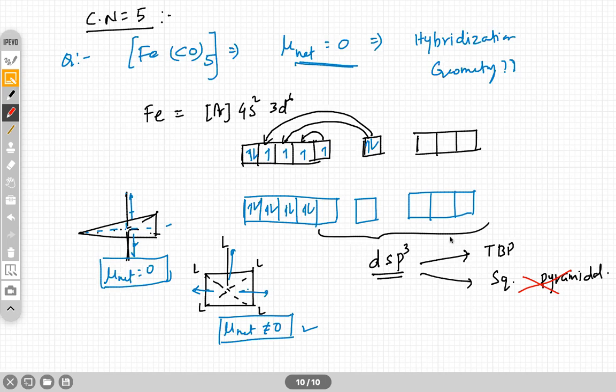Yes, correct. Understood, no doubt in this? Yes, sir. Right, so some information will be given. Based on that, you can find out the geometry of the molecule. Like you see, the another one.